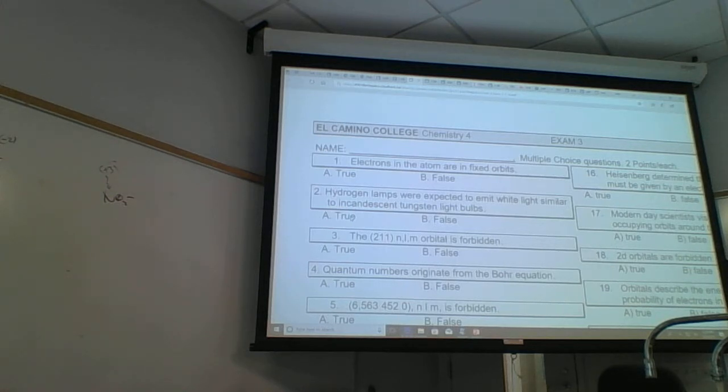3. The 211 NLM orbital is forbidden. False. It's allowed. That's a 2p orbital.